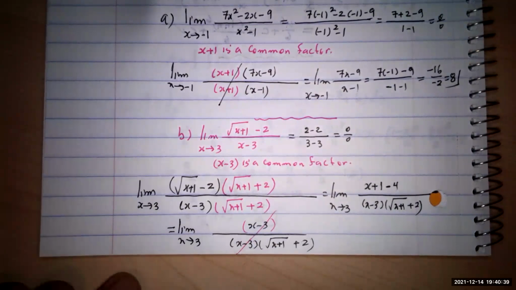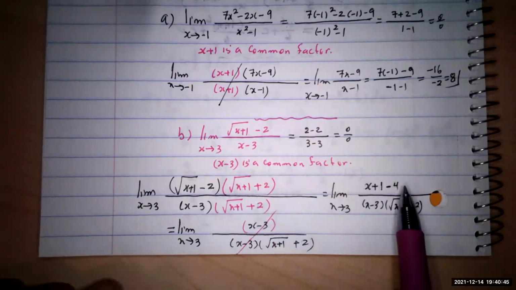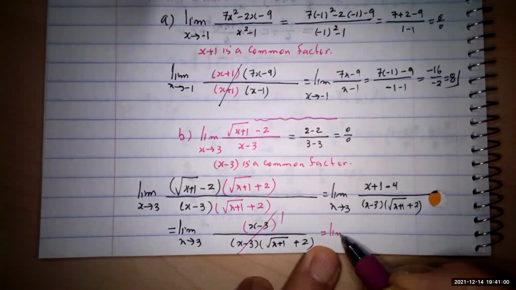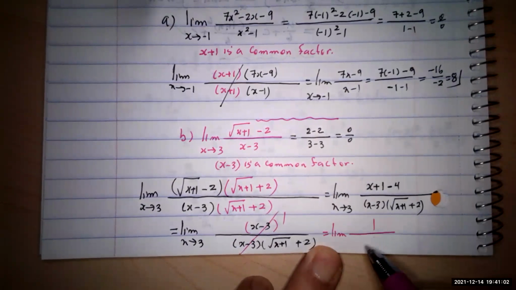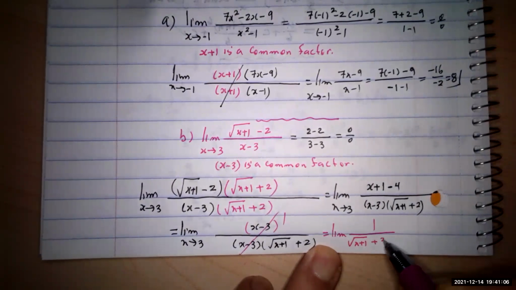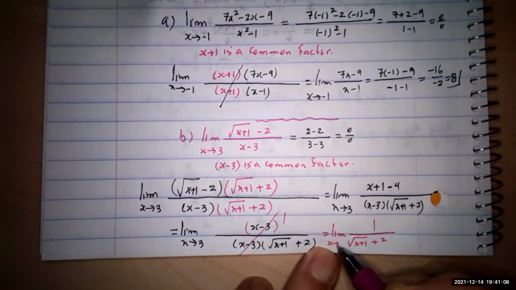Some people miss this: 2 times 2 would be 4. Some of you write it down here, write 1, write 2, so they won't get the common factor. So it must get it, and there is going to be a 1 on the top. So this is going to be the limit of 1 on the top, and this is radical x plus 1 plus 2 when x goes to 3.